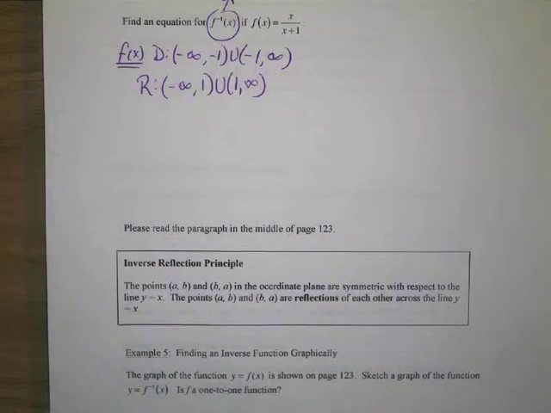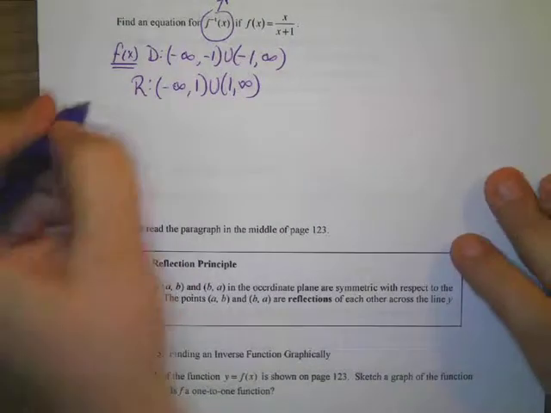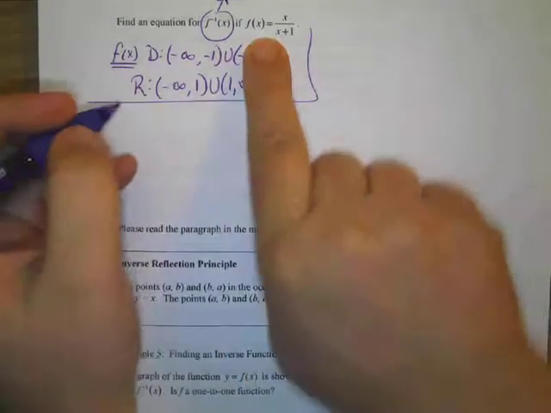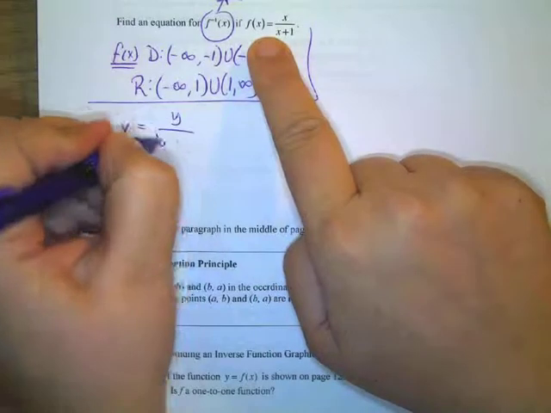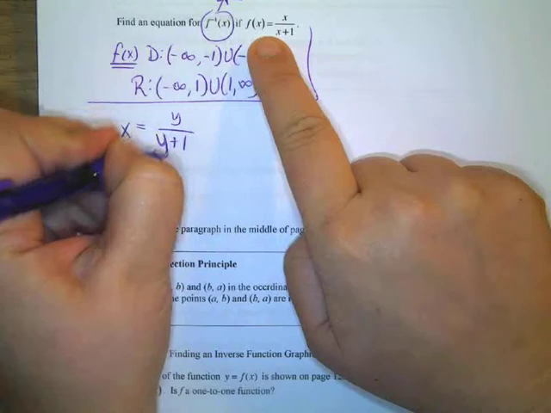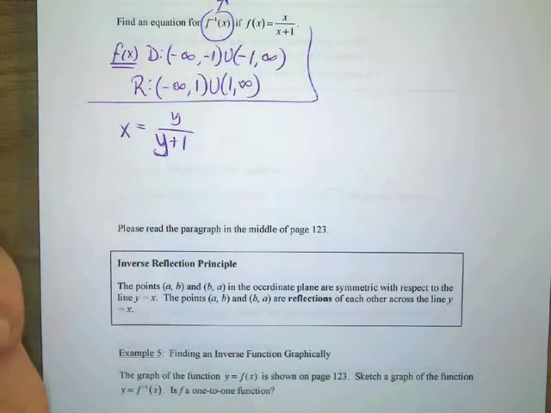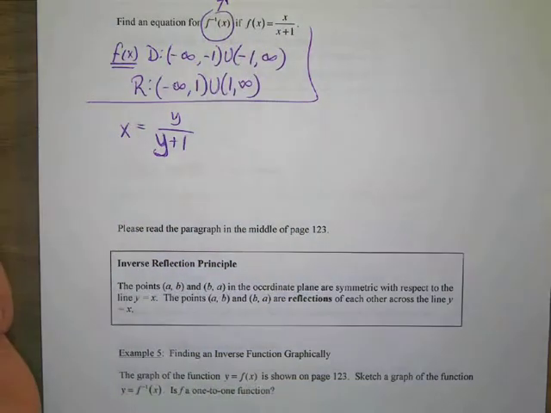In order to find the inverse function, whenever I see an x, I'm going to put a y, and wherever I see an f of x or a y, I'm going to put an x. So I'm going to flip-flop stuff. Instead of f of x, I'm going to go x equals y over y plus 1. That's how you find inverses.